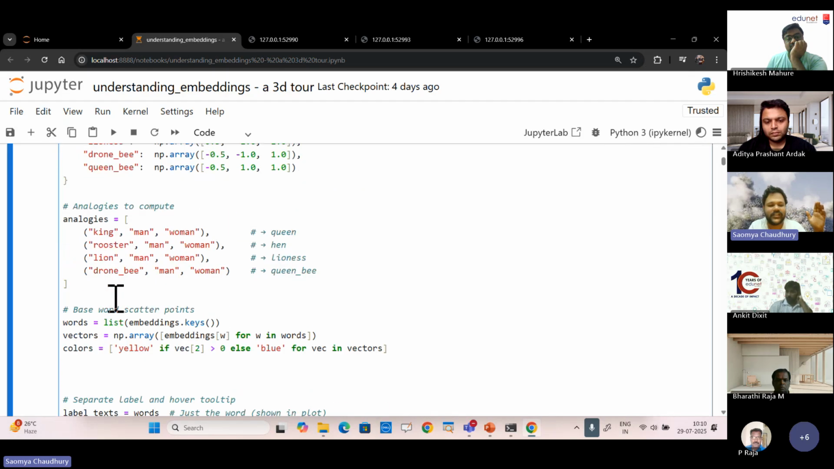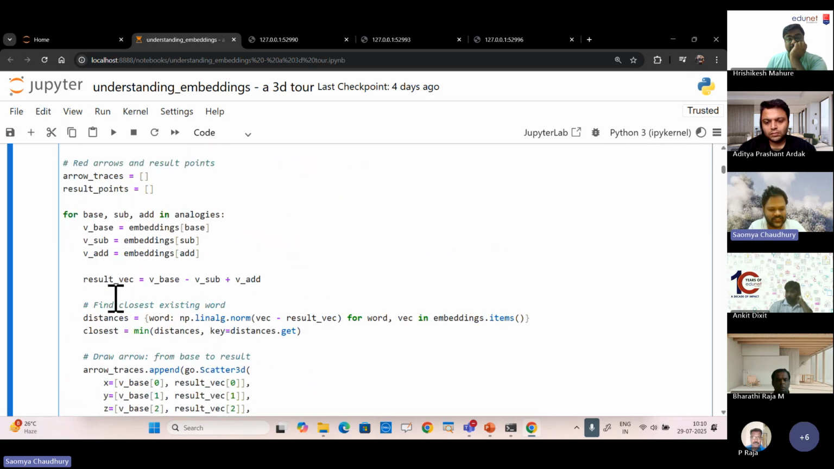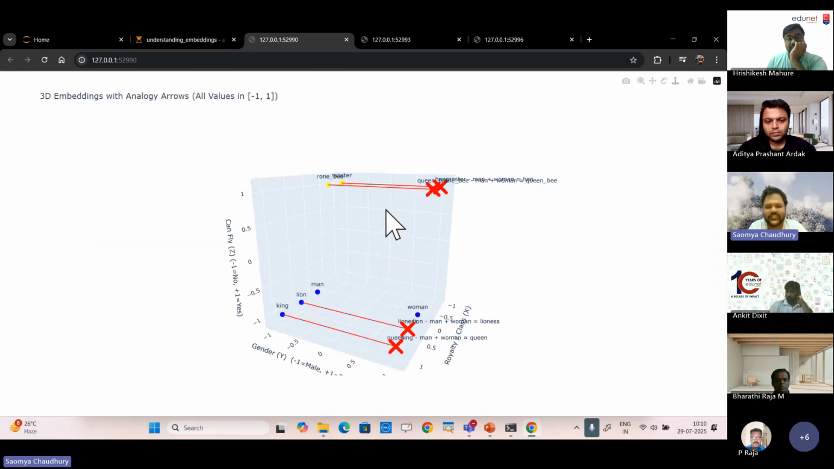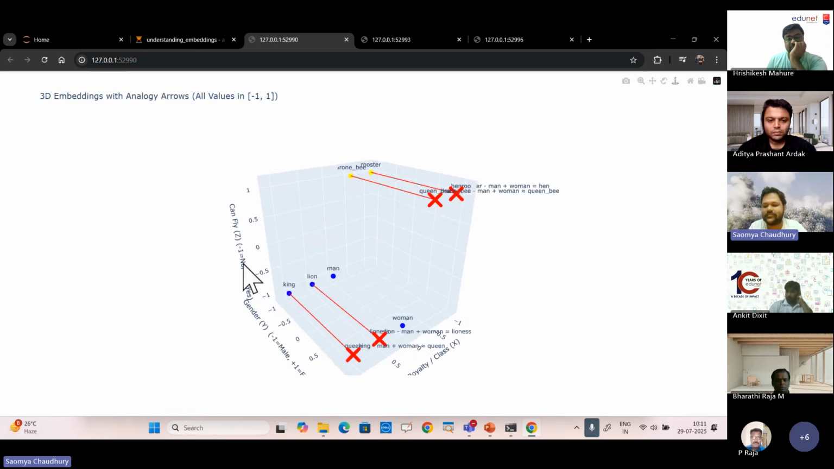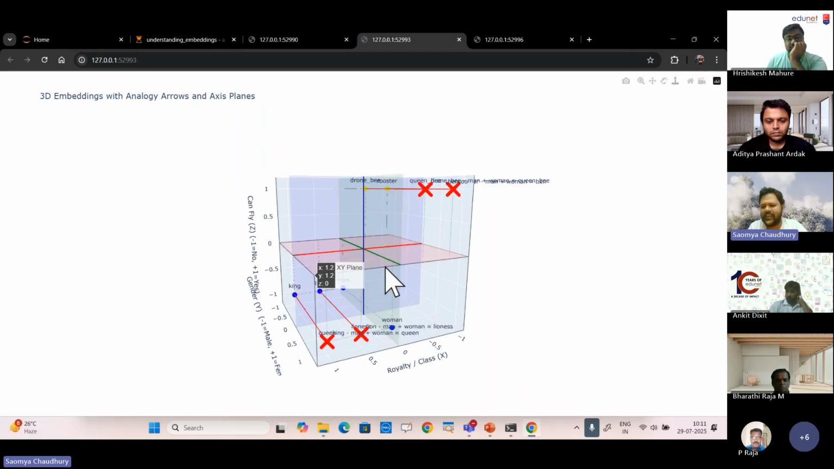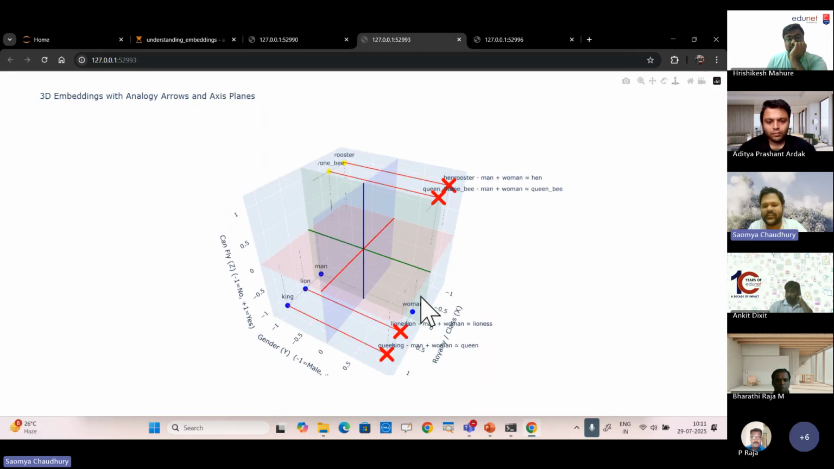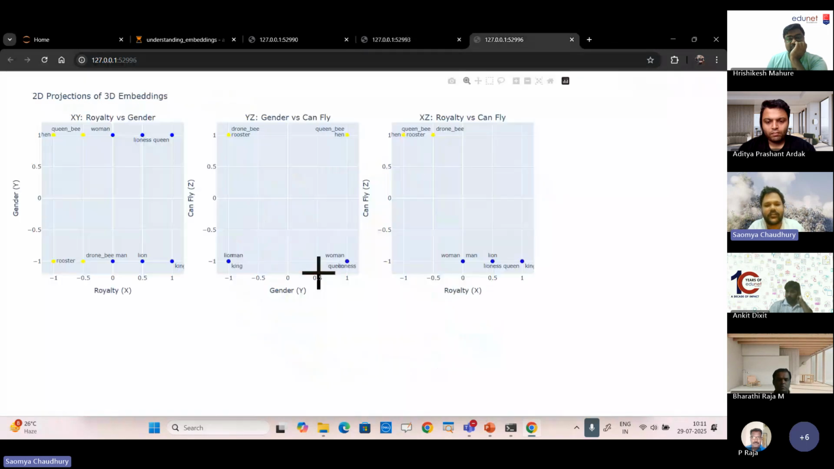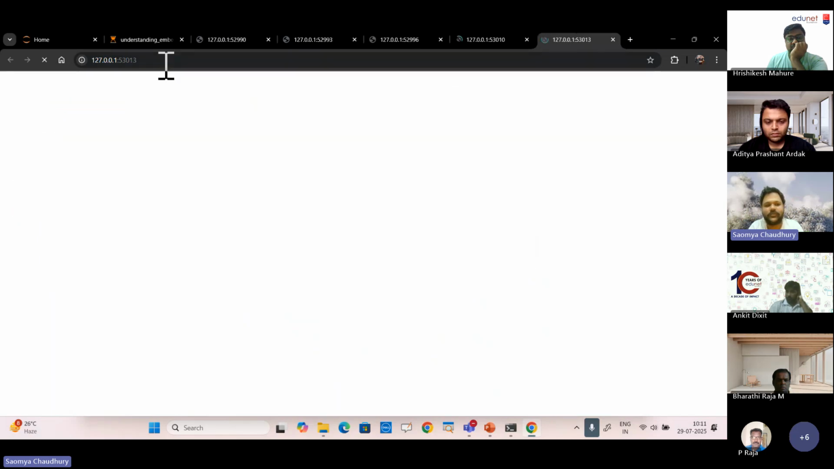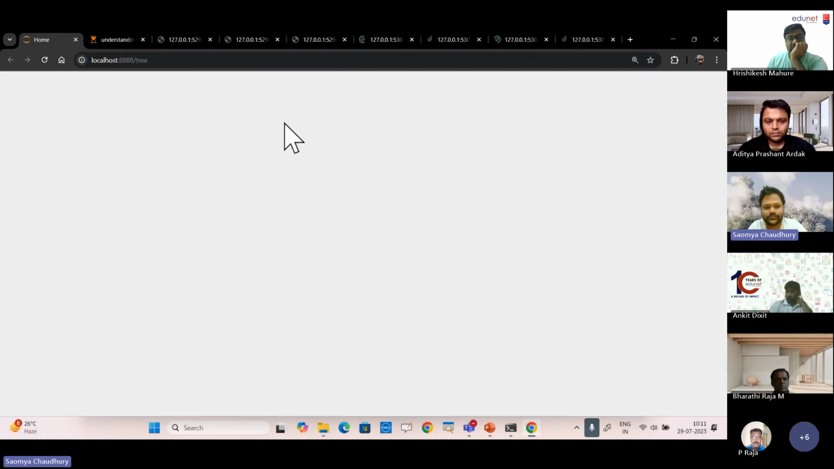What we are trying to measure is basically three different analogies in the context here as the plots. We talked about the gender, the royalty status, and whether something can fly or not. And I told you in the context of planes how it looks. We were trying to prove the point that something minus something plus something gives the fourth output. That's how a vector is visualized in the space here. Same way we have the 2D projection here.